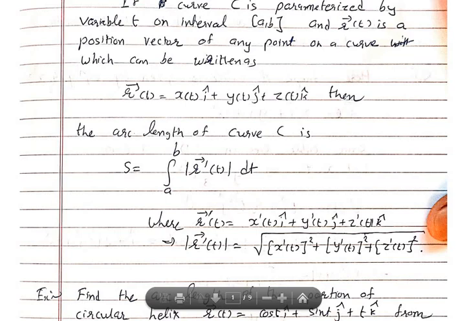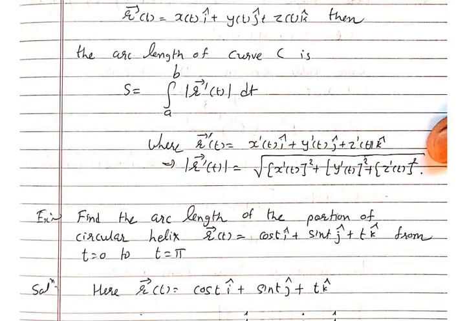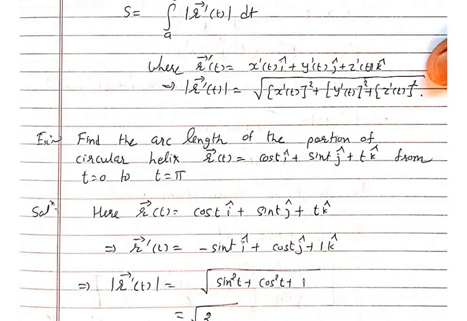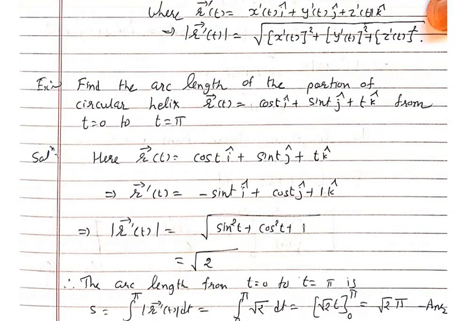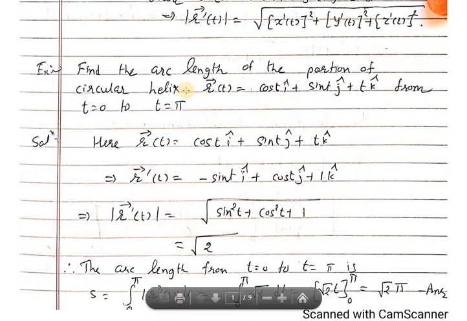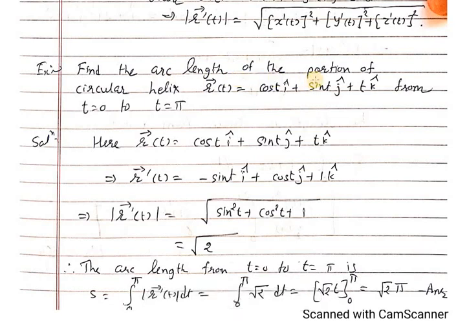Now using this formula, we are going to find the arc length. First illustration: find the arc length of the portion of the circular helix R bar = cos t i + sin t j + t k from t = 0 to t = pi.